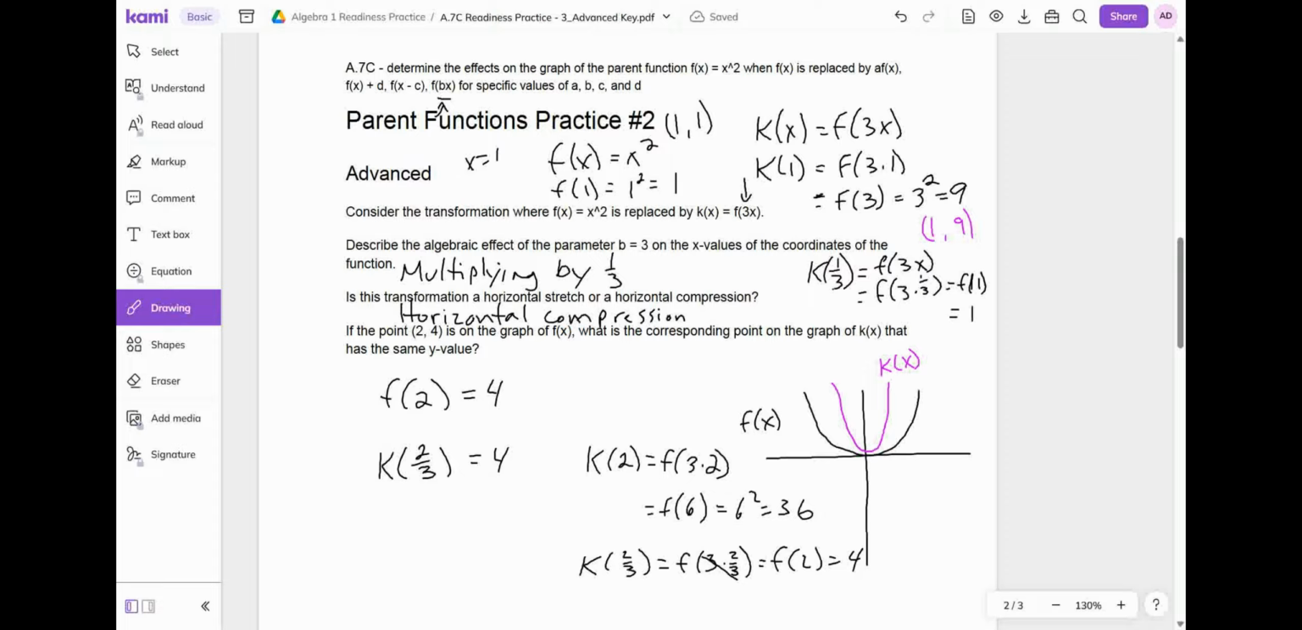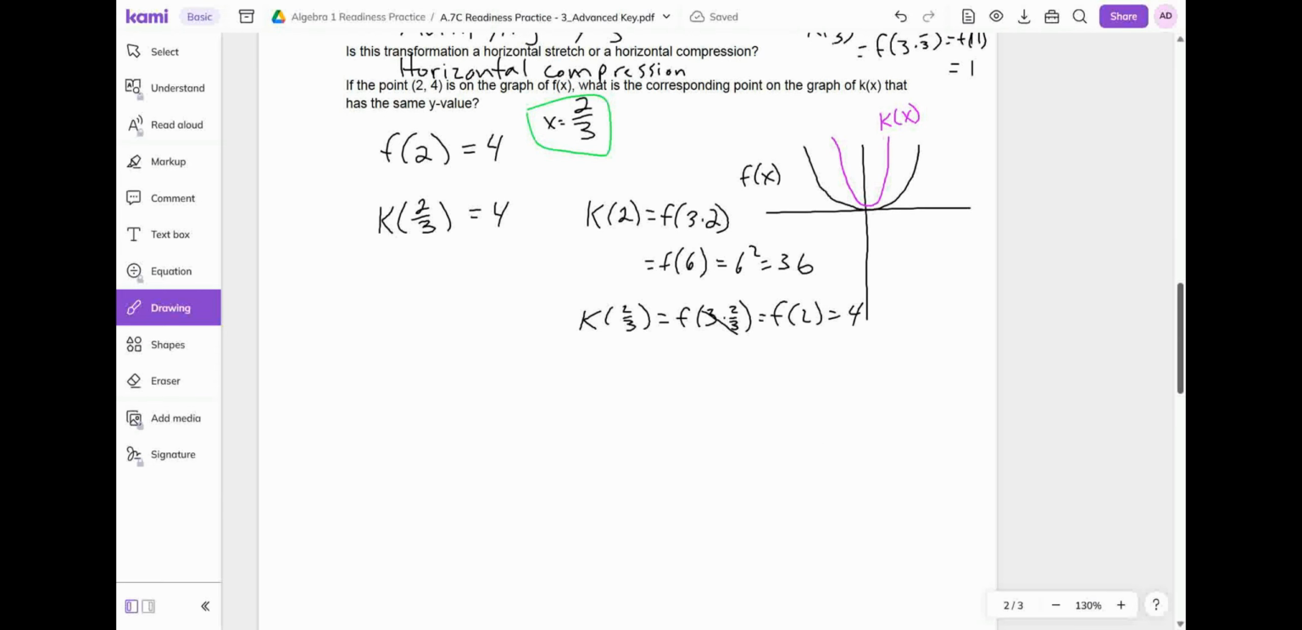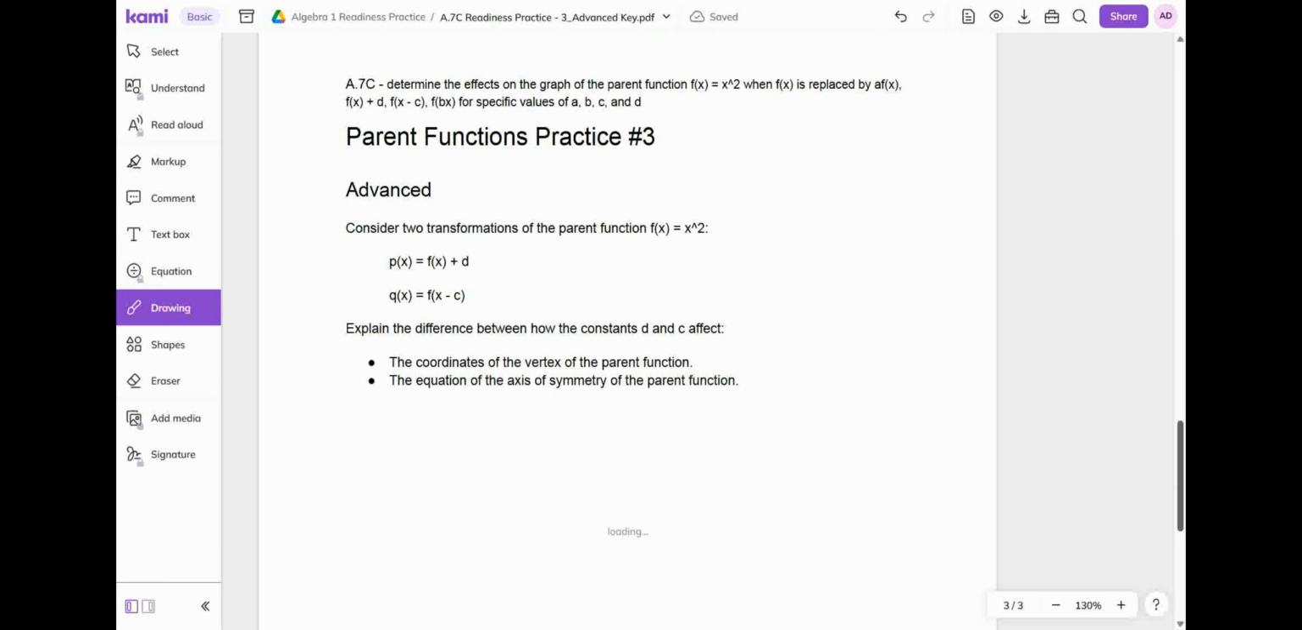So the same value, since we're multiplying it by 3, you end up having to divide by 3, so it's inverse. So that point is going to be 2/3, that x value is going to be 2/3. So those horizontal compressions, the B term, are counterintuitive. If you multiply by 3, you're ending up dividing by 3.